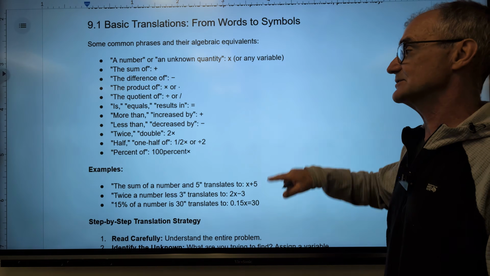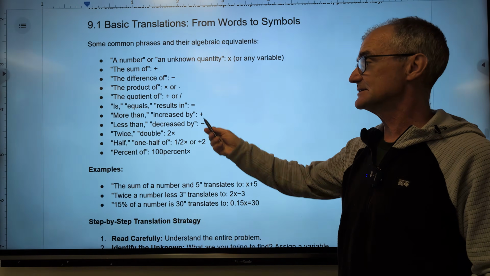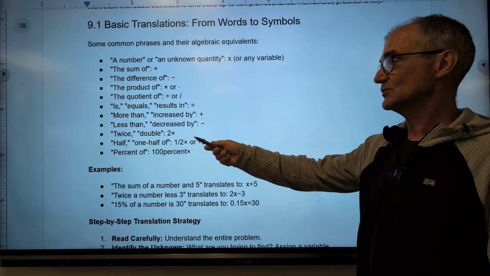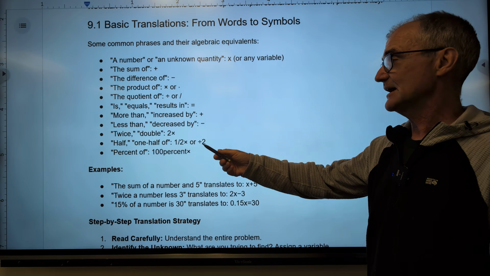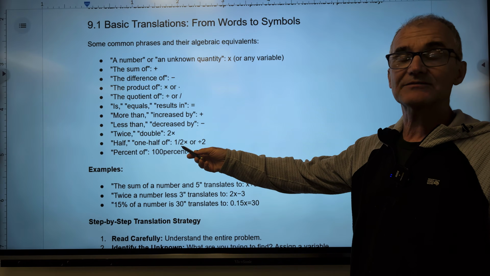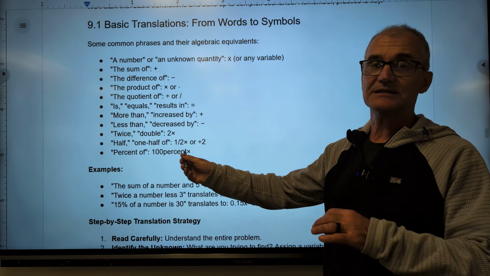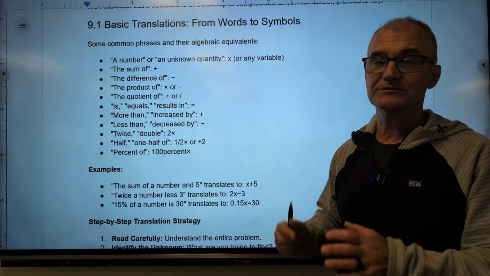More than, increase by, is going to be addition. Less than, decrease by, is a minus. Twice is 2 times. Half is multiplying by a half or dividing by 2. Percent of is 100% times whatever number you're talking about.